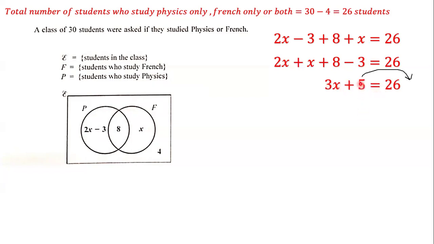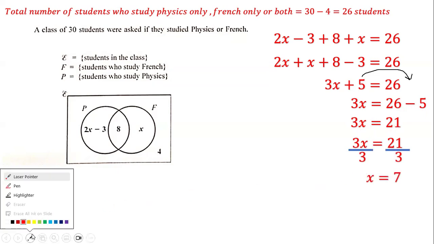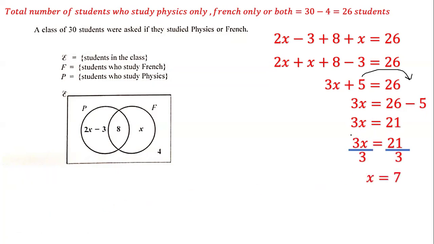We take this 5 and send it over the equal sign. And so it is going to be 3x is equal to 26 minus 5, and 26 minus 5 is definitely 21. So we have 3x is equal to 21. We divide both sides by 3. When we divide both sides by 3, this 3 cancels with this 3, and that leaves us with x on this side, and 21 divided by 3 is going to be 7. So we have x is equal to 7. That means that the value of x is 7.